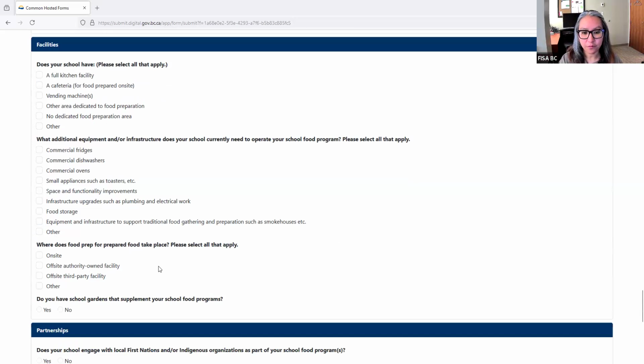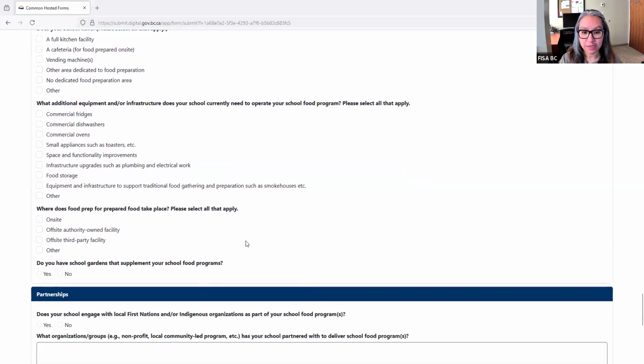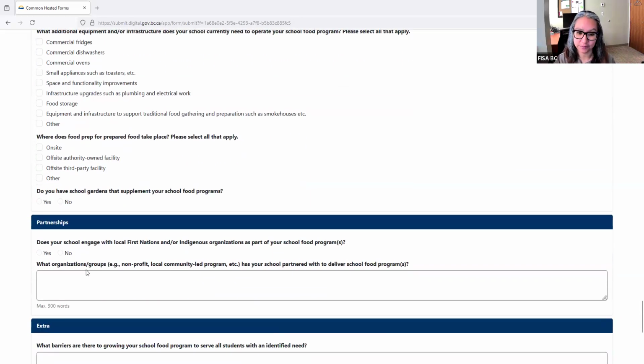Where does your food prep for prepared food take place? Again, if you are preparing the food on your site, if you are buying the food from a restaurant, if you are doing some catering, it really depends on where your food program is coming from. And then the next one is, does your school have a garden that supplements school food? A lot of you this year built beautiful gardens that are going to give you some veggies for this year. Maybe it won't supplement the full thing, but maybe some. So you can always say yes.